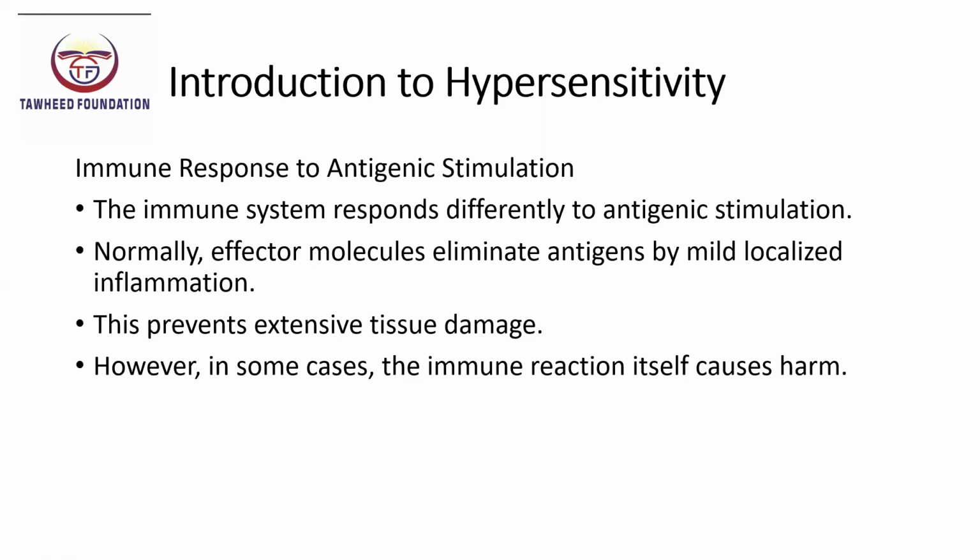However, sometimes the immune system overreacts or reacts inappropriately instead of providing protection. This reaction itself causes tissue injury. When this happens, we call it hypersensitivity or allergy. So, in simple terms, hypersensitivity occurs when our own immune system, which is supposed to defend us, ends up harming our own body.